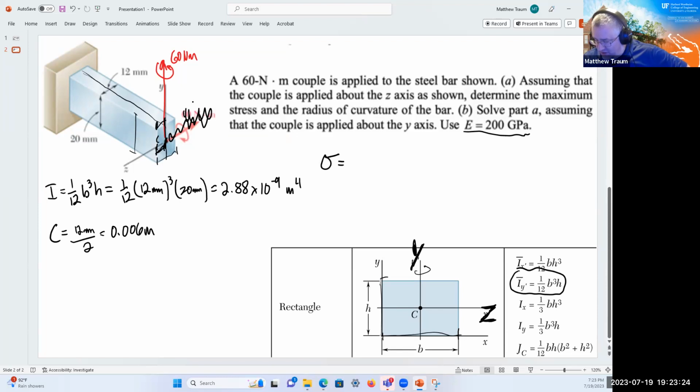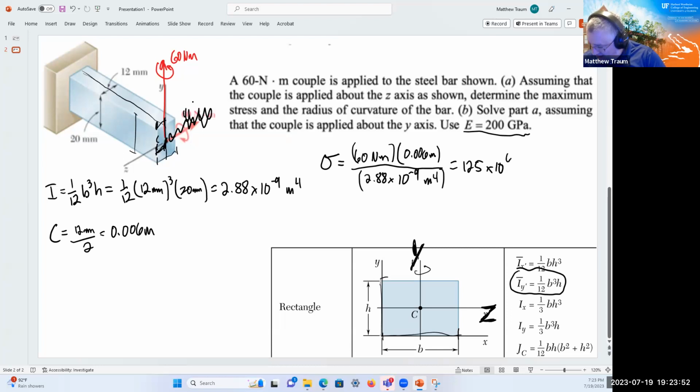So my stress in this case is going to be my same 60 Newton meters. And now I need to multiply by my C value, which is 0.006 meters. And my new I value, which is 2.88 times 10 to the minus 9 meters to the fourth, goes in the denominator. And the stress that I get there is 125 times 10 to the sixth pascals. So there's my stress for part B.